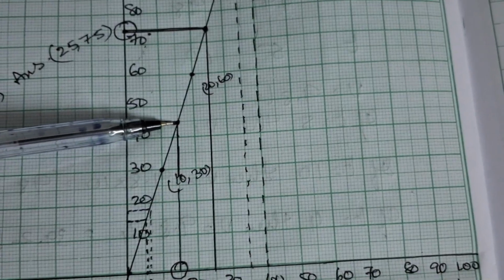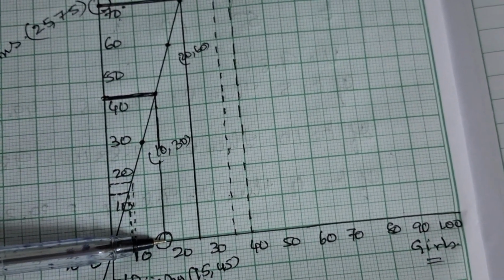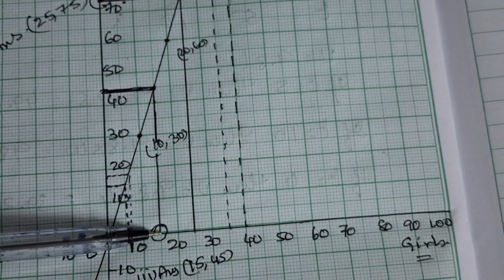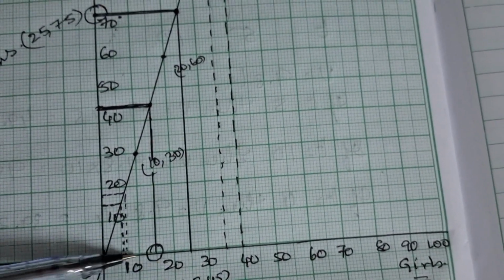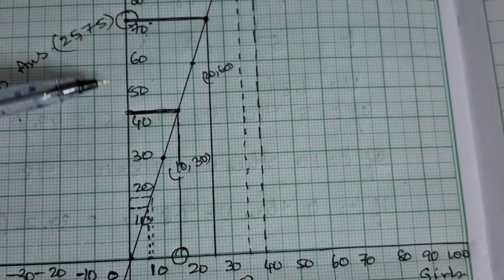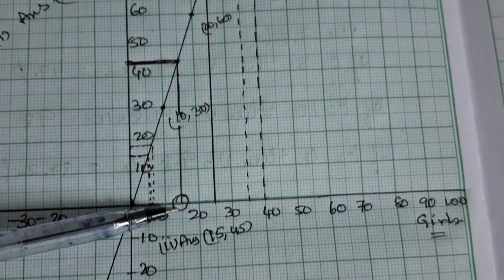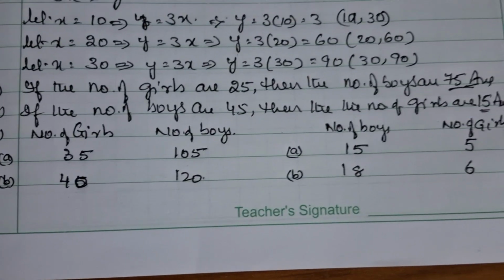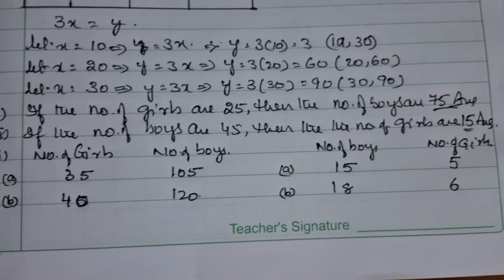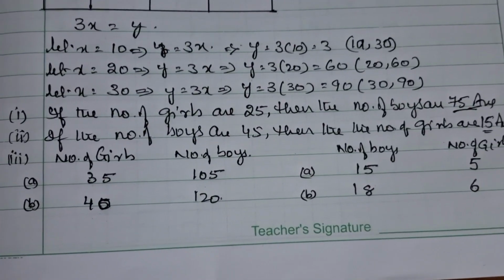If the number of boys is 45, then what am I getting on the line? How much is it? 15, between 10 and 20. So if the number of boys is 45, you are getting the number of girls as 15. That is what I have written here, you see, children. If the number of boys is 45, then the number of girls is 15. This is the second answer.